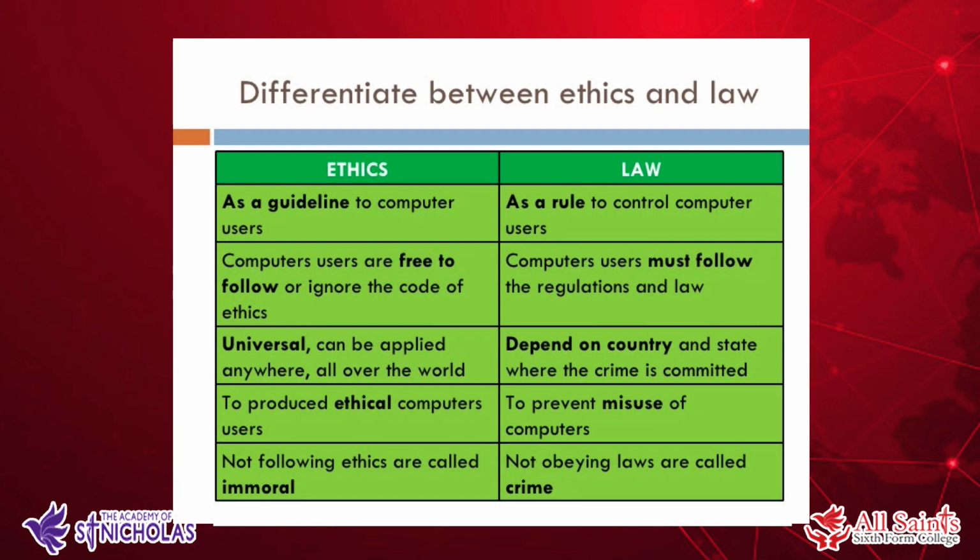So here are the main differences between ethics and law within computing. We've got ethics at the top. It's more of a guideline to a computer user compared to when it is a rule or a law. So you must abide by the Computer Misuse Act, you must abide by the Data Protection Act. If you break these laws, you can get incriminated for things like leaking data, security breaches, loads of different things. So there are a couple of differences between ethics and law inside of IT.